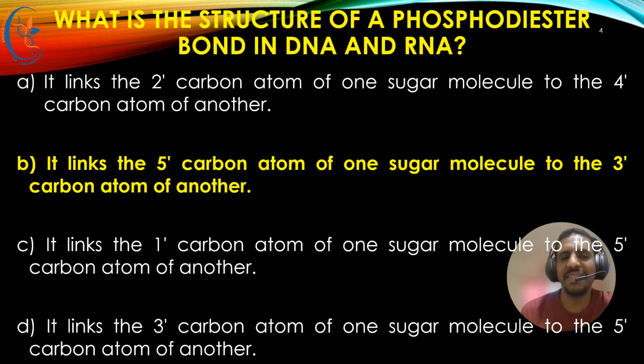All right, the correct answer is B. Actually, here we describe how the phosphodiester bond connects two sugar molecules within the backbone of DNA and RNA strands, forming a continuous chain from which nucleotides are attached. So the correct option here is to link the 5' carbon atom of one sugar molecule to the 3' carbon atom of another. All right? Okay, let's move to the next question.